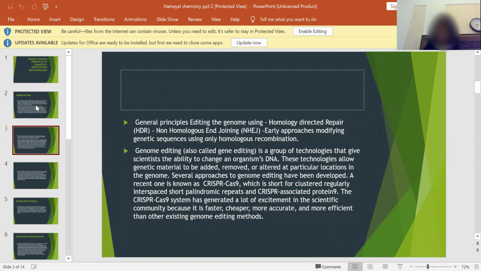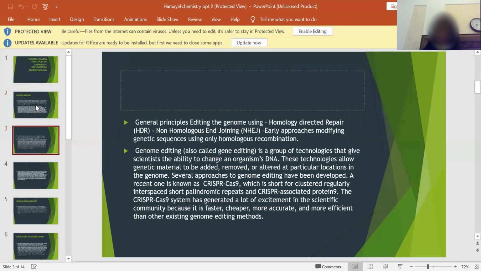General principles: editing the genome using homology-directed repair (HDR) and non-homologous end joining (NHEJ), whereas early approaches modified genetic sequences using only homologous recombination. The next point is that genome editing, also called gene editing, is a group of technologies that give scientists the ability to change an organism's DNA. These technologies allow genetic material to be added, removed, or altered at particular locations in the genome.